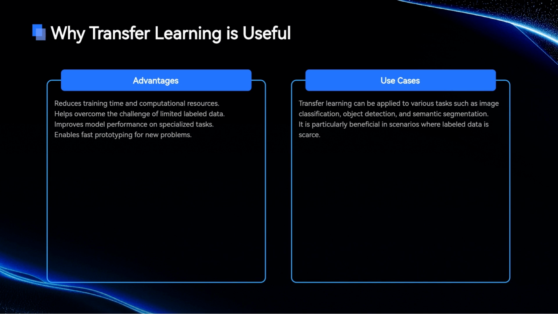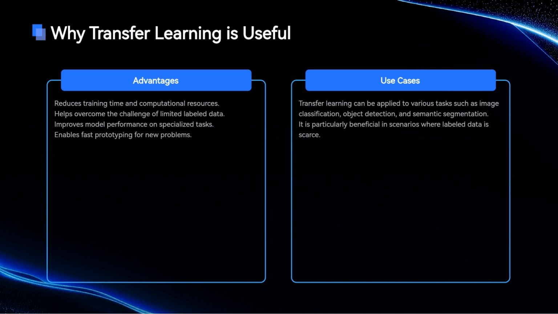Limited labeled data. Obtaining large amounts of labeled data for training can be expensive and time-consuming. Transfer learning allows models to perform well even with limited labeled data for a new task by leveraging the knowledge from a related task.